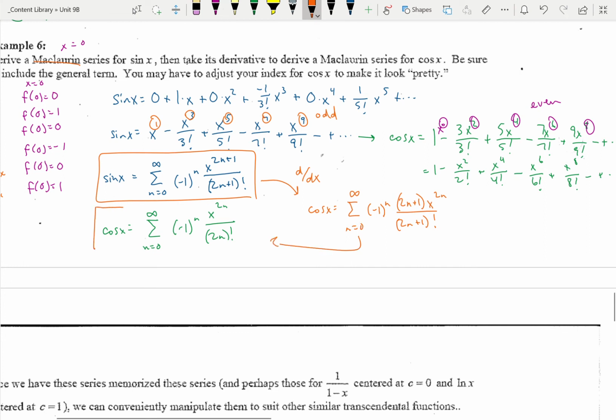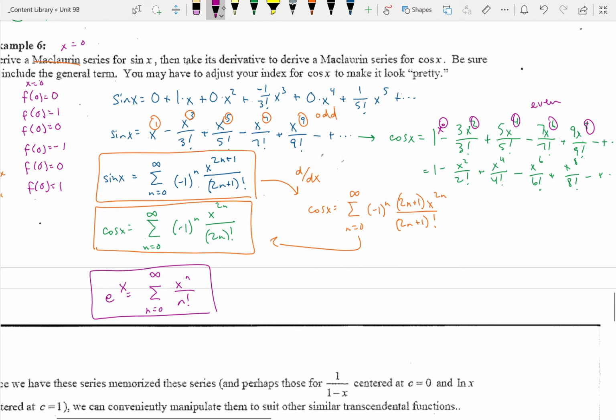So these are two different important power series, Taylor series, Maclaurin series, that you definitely want to memorize, along with the third one, which we've already talked about, e to the x equals the sum from n equals 0 to infinity of x to the n over n factorial. So these are the big ones. You want to memorize these.